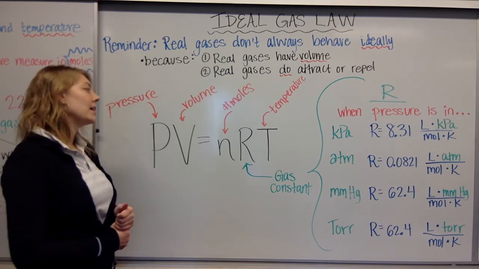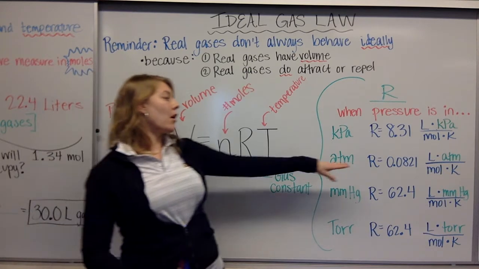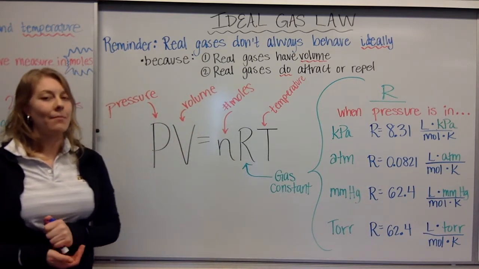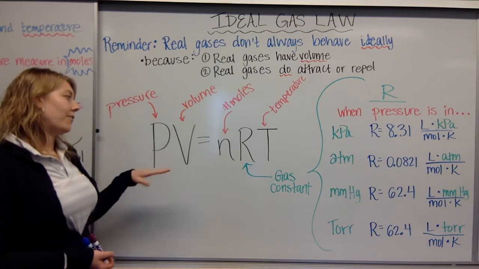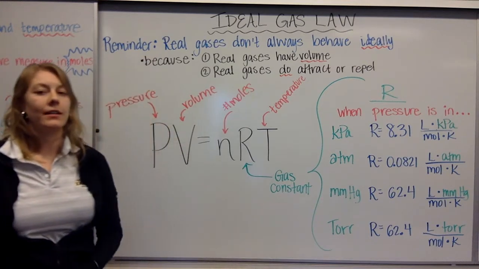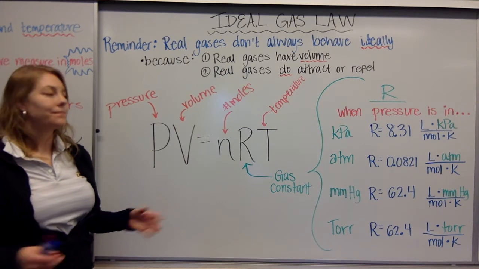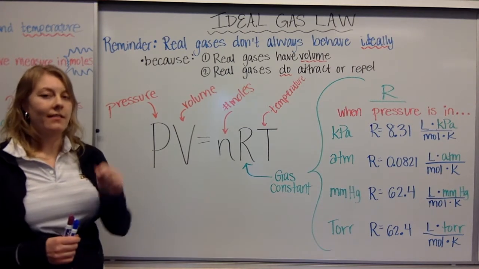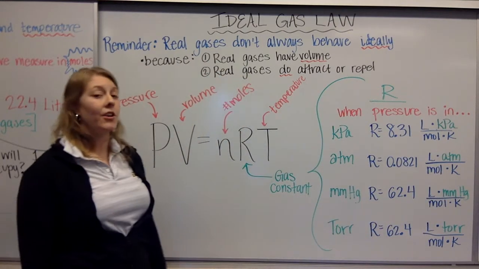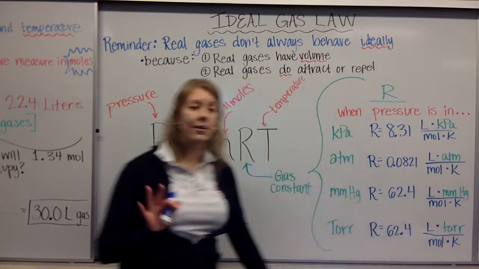Long unit, okay? If the P value that we're dealing with is atmospheres, then the R value we're going to plug in is 0.0821 liters times atmospheres over moles times K. If the P value is millimeters of mercury, our R value is 62.4 liters times millimeters of mercury over mole times K. You get the idea. Notice that the only difference, besides the values for R, in their unit is the pressure unit, okay? That's the only difference here.